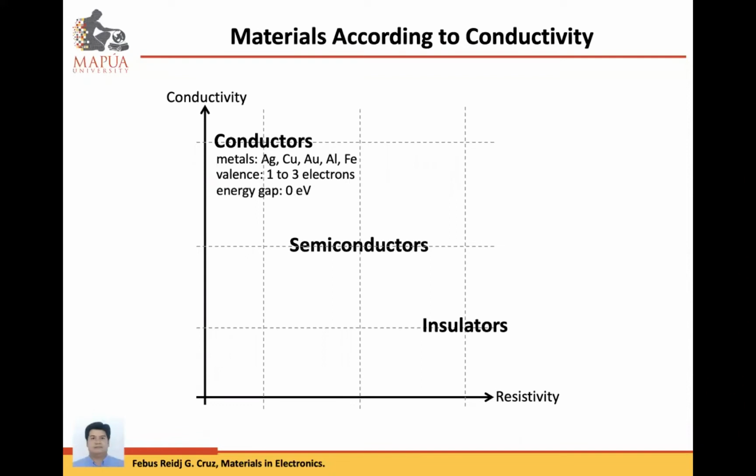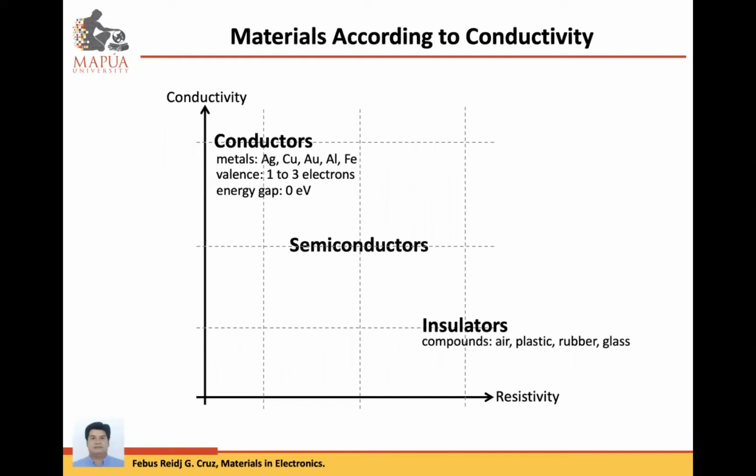Then the energy gap, or the amount of energy to allow electrical current flow in the material, is 0 electron volt or almost 0 electron volt. So for as long as you apply a voltage source and connect a wire, for sure there would be an electric current flowing through the closed circuit.